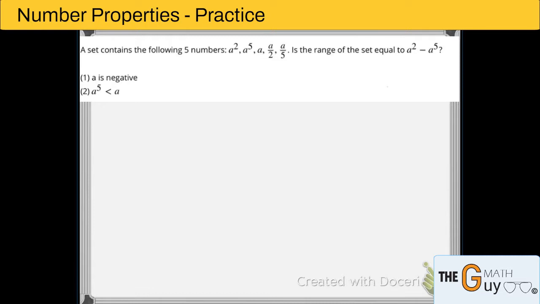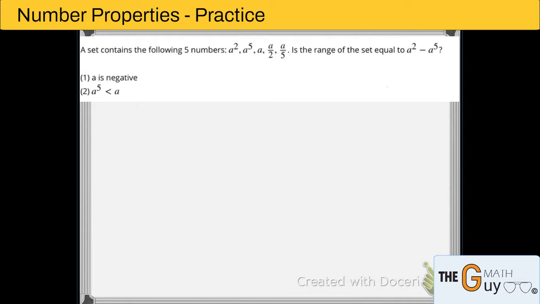A set contains the following 5 numbers: a square, a to the power 5, a over 2, a over 5. Look at these 5 numbers. You've got powers. A is like the reference point, the center, and then you've got a square, a to the power 5. Intuitively, just look at integers. If you take the integer 2 or 3, a square and a to the power 5 will be bigger, will amplify, while the fraction a over 2 or a over 5 will generally be smaller than a. So that is the idea we can use as a starting point.